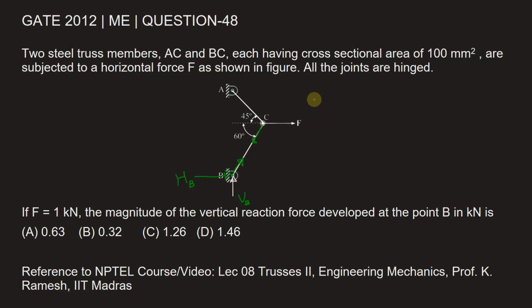Now, we should start with the known value. So, the known value here is this horizontal force F. So, we'll start from joint C. First, we'll apply the equilibrium equations at joint C, find out the force in member BC, and then come to joint B. Again, apply the equilibrium equations to find out the vertical reaction at B. Let's see how this is done.